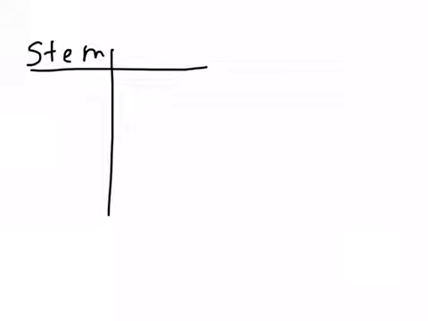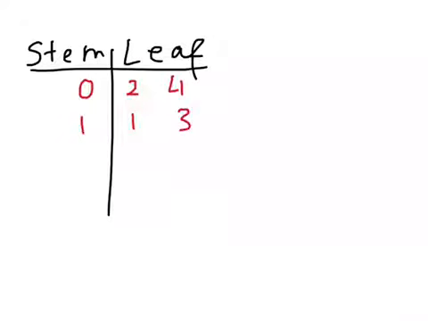So say we have a stem and leaf plot that looks like this. So you've got your stem and your leaf. And we have 0, 2, 4, 1, 1, 3, 3, 2, 5, 9, and 3, 0. Okay, let's look at some of this statistical data that we need when we analyse stem and leaf plots.